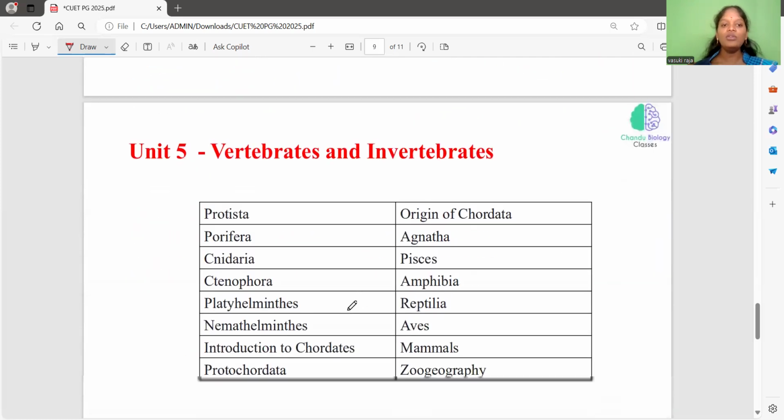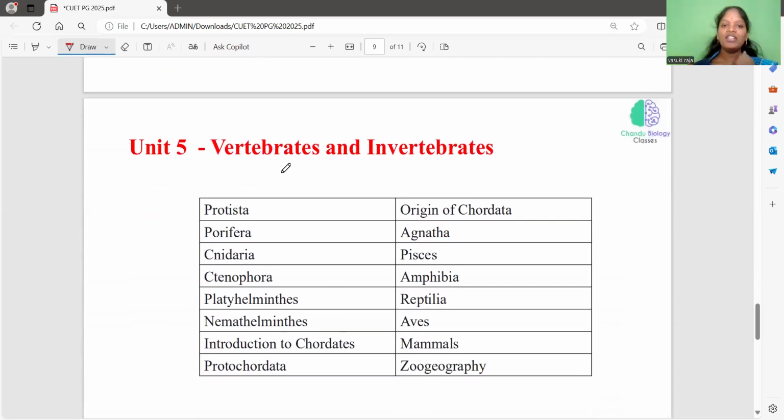Okay, and in unit 5, vertebrates and invertebrates, a lot of things have to be covered. As I said before, when it comes to vertebrates and invertebrates, porifera, and all the phyla we have, we have to focus on their general characteristic features. This is the first thing we have to focus on whenever we start reading about vertebrates and invertebrates.